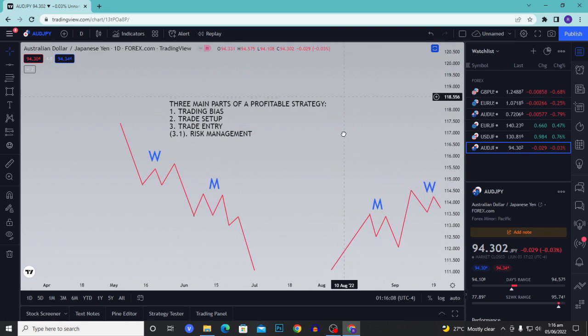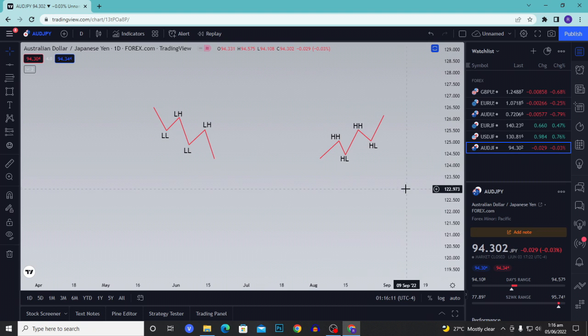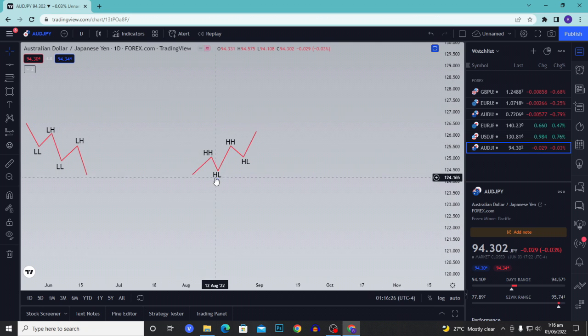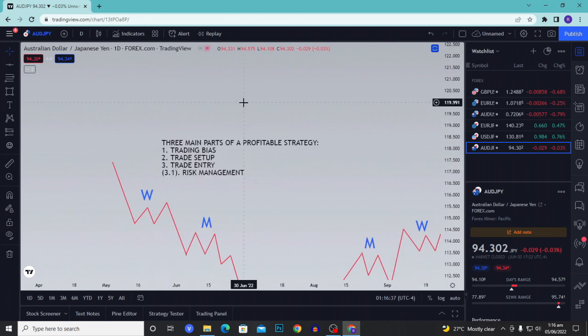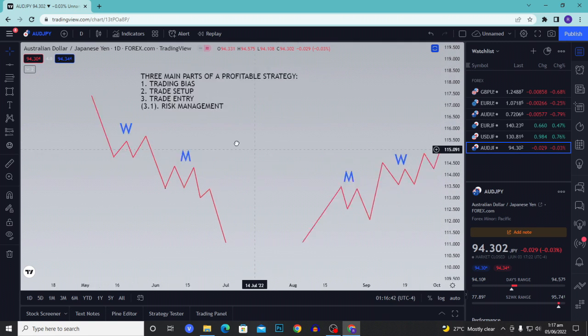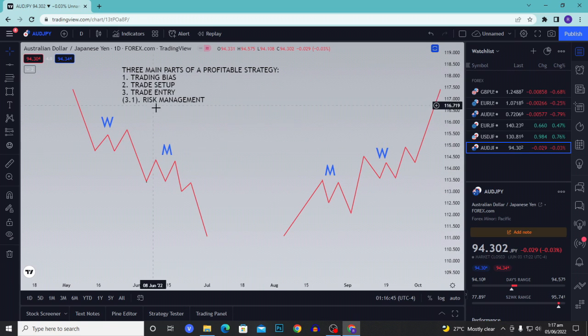And to explain it again briefly, for the market structure, for downtrend, we look for both lower lows and lower highs. And for uptrends, we look for both higher lows and higher highs. If you still don't understand, you can check out the previous video.